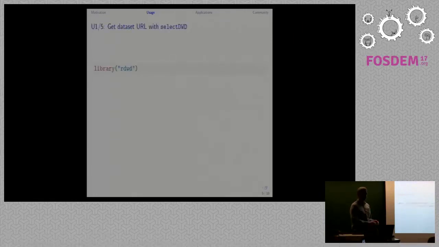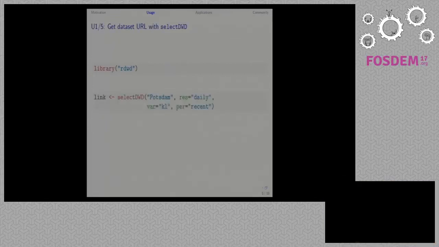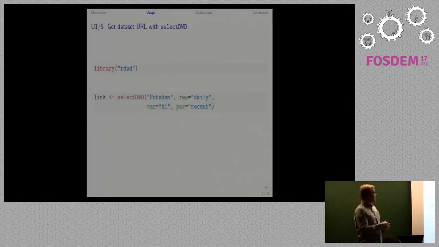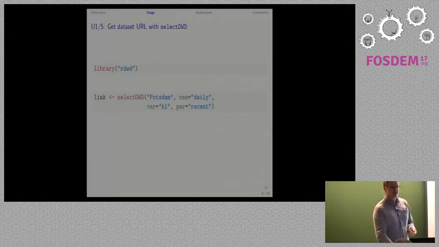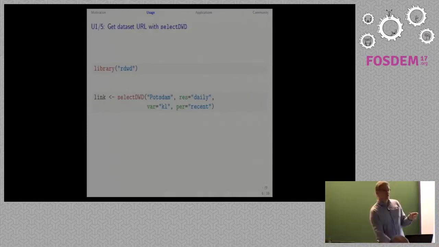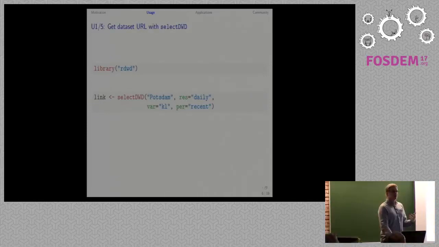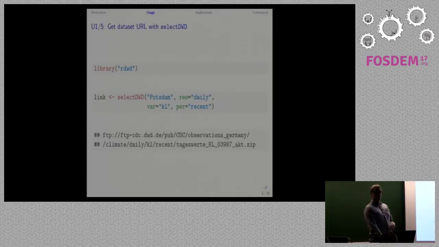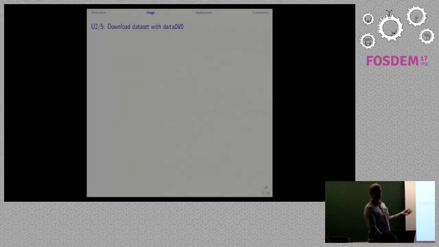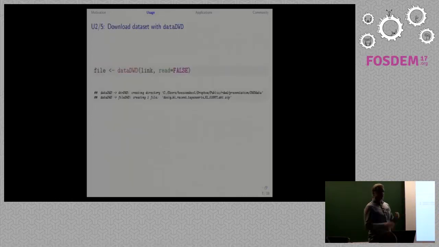You load the library, and then with the selectDWD function, you can just put in the name of the station that you want, and then tell it, I want, for example, daily data of the climate observations from recent data. They have the data always separated in recent files and historical files, so that you can update data easily with relatively small recent files. So that will give you what URL you want to use, and that is what you put into dataDWD to download it. And it will give you a couple of messages telling you what it's doing.